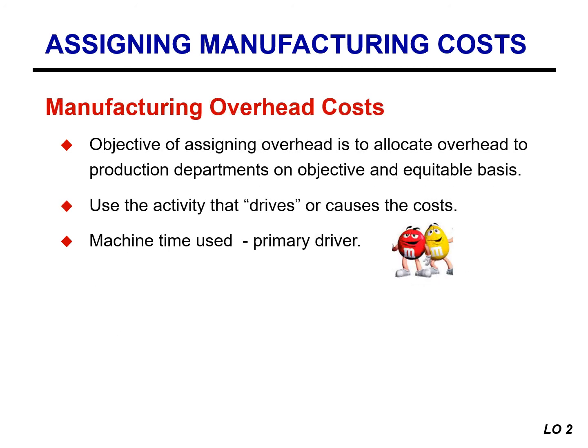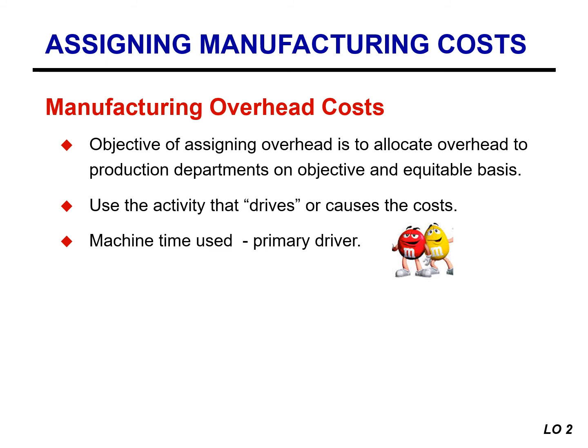The objective in assigning overhead is to allocate the overhead cost to production departments on an objective and equitable basis. A primary driver of overhead cost in a continuous manufacturing operation is machine time used, not direct labor. I'm not all about chocolate, but in this production environment, I think of M&Ms, machines, and materials.